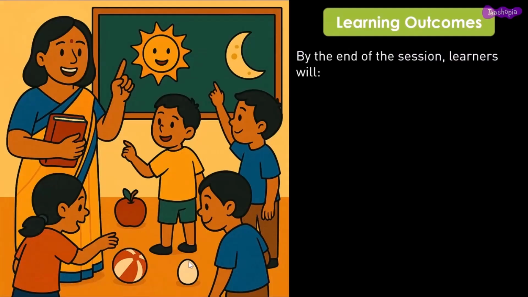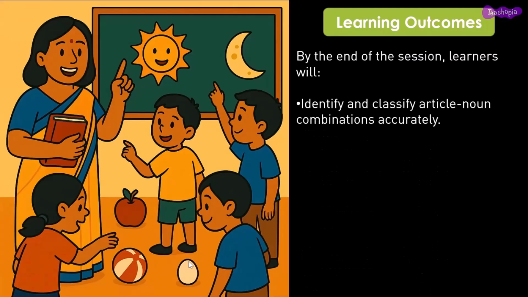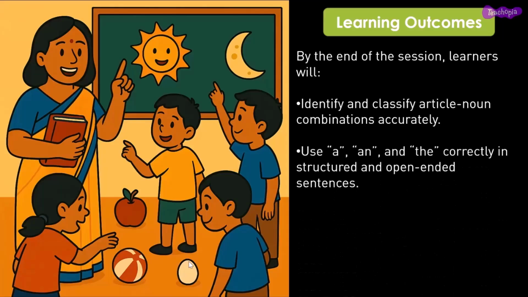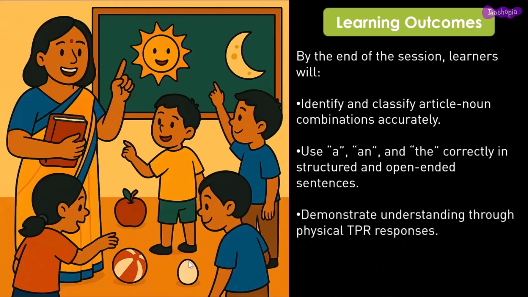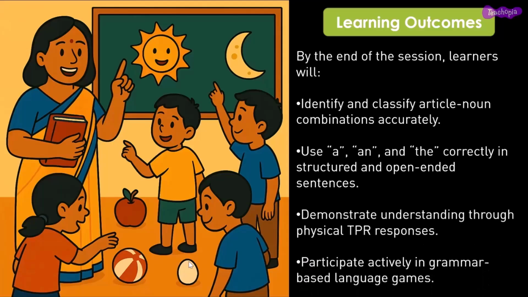At the end of this particular activity, the learners will identify and classify article-noun combinations accurately, use a, an, and the correctly in structured and open-ended sentences, demonstrate understanding through physical TPR responses, and participate actively in grammar-based language games.